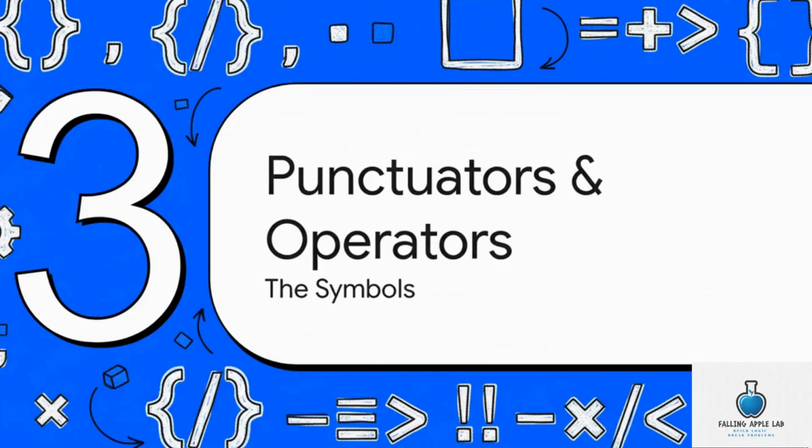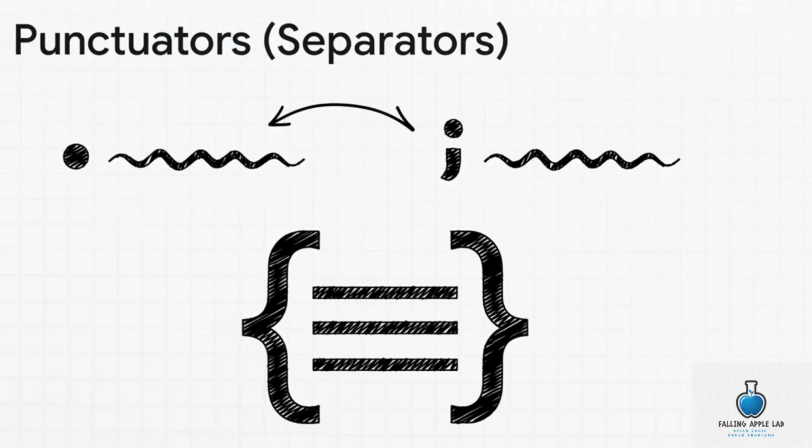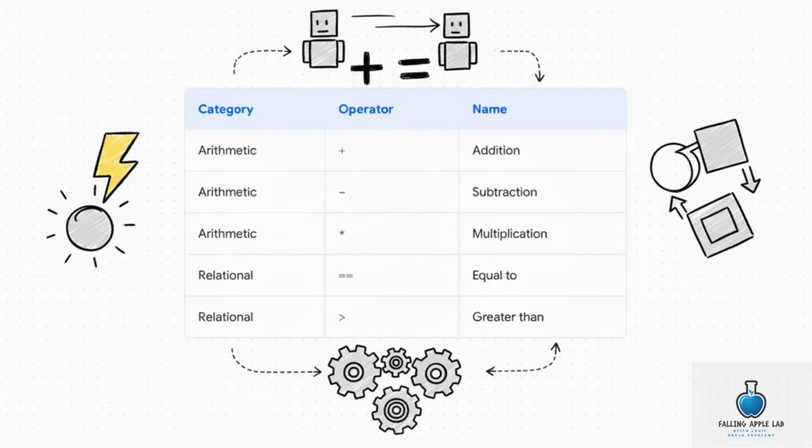All right, so we've covered the words and the data. Now let's talk about the symbols that give our code structure and make it actually do things. These are the punctuators and the operators. You can honestly just think of these as the grammar of the Java language. Just like a period ends a sentence in English, a semicolon terminates a statement in Java. And those curly braces, they group lines of code together, basically telling the compiler, hey, all this stuff belongs together. And then we have operators. If punctuators are the grammar, operators are the verbs. They're the action words of your code. They take values, which are called operands, and they perform an operation like adding them or comparing them to get a result. They make stuff happen.